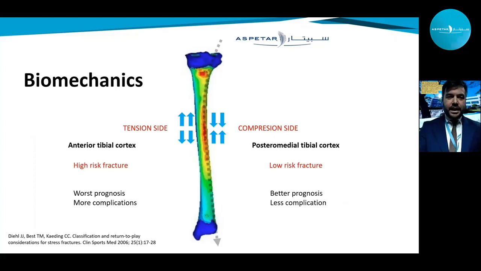Regarding the biomechanics, we also have to understand that bone stress injuries happen in specific areas of the bone. They don't appear anywhere. Normally, they affect the tension side, the maximum tension side of the loads, and the maximal compression side of the bone.